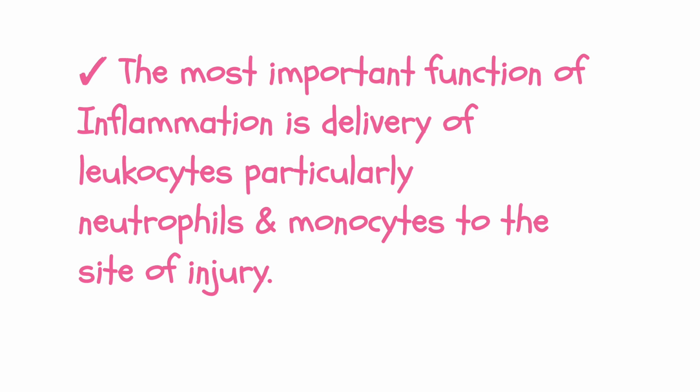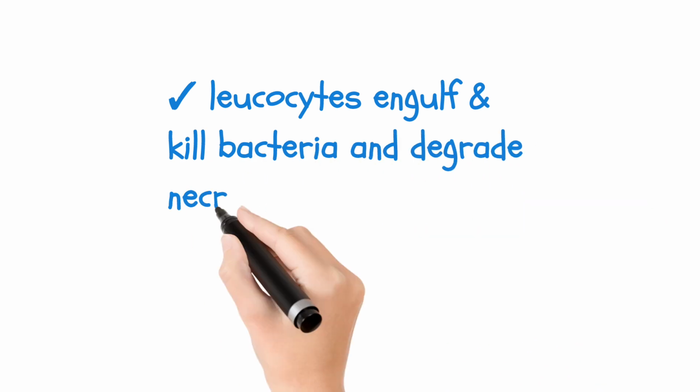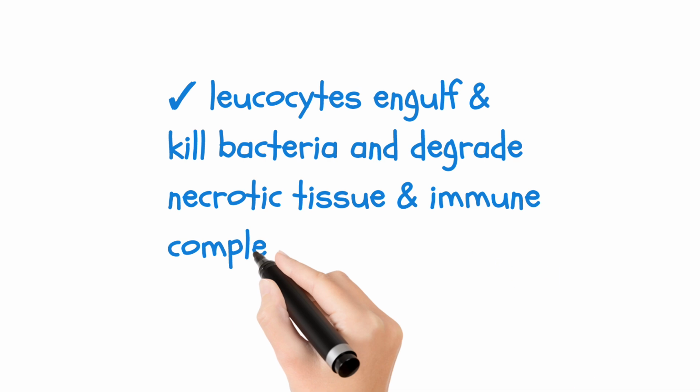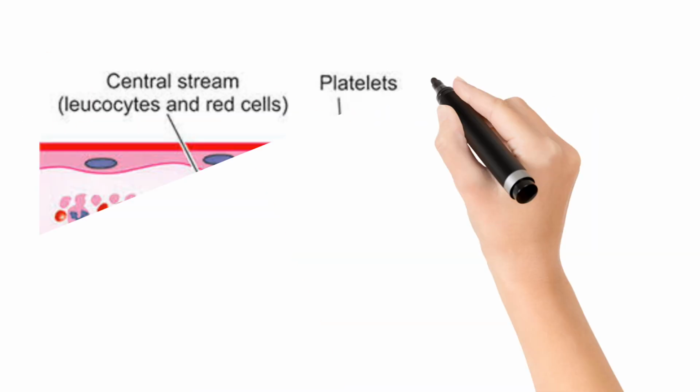And what do these leukocytes go to the site of injury to do? They just go there and sit or enjoy themselves? No, they go there to work. And what is the work? The work is to engulf and kill whatever is causing injury, be it a pathogen or a parasite, anything. And they also degrade necrotic tissue and immune complexes. So these leukocytes are found within the blood vessels, in the bloodstream, and that takes us to the bloodstream.